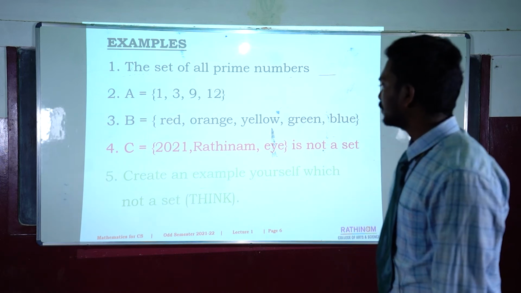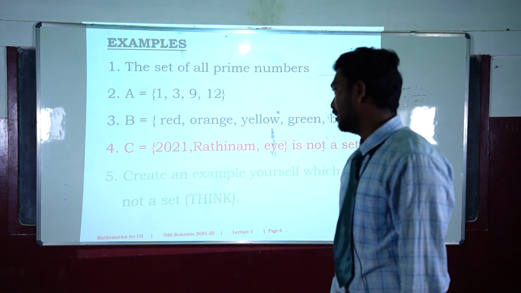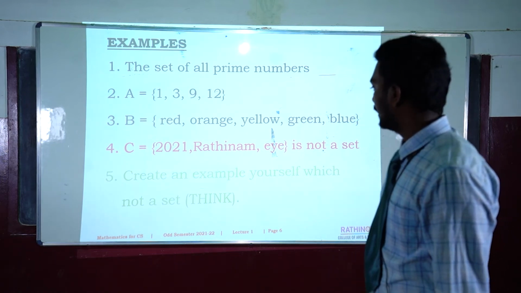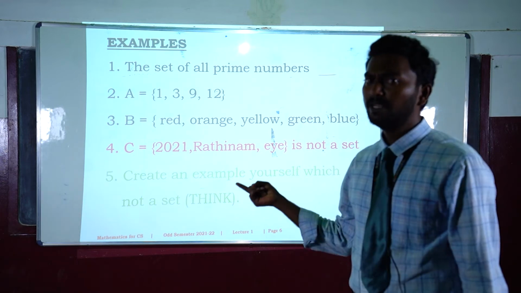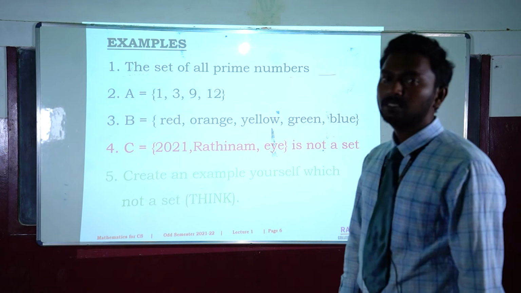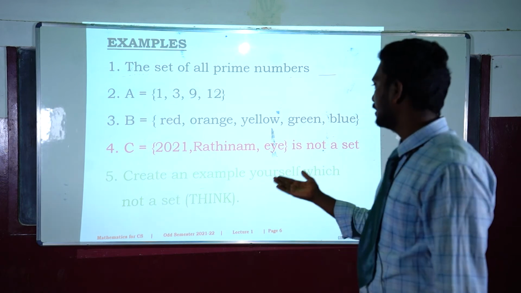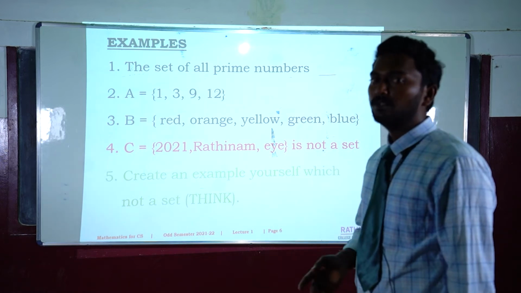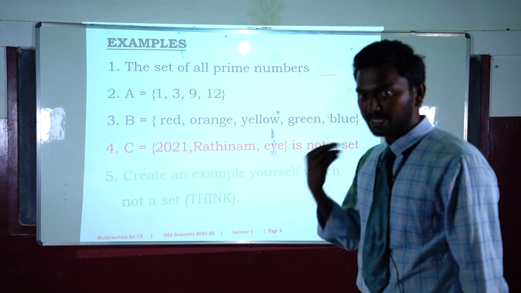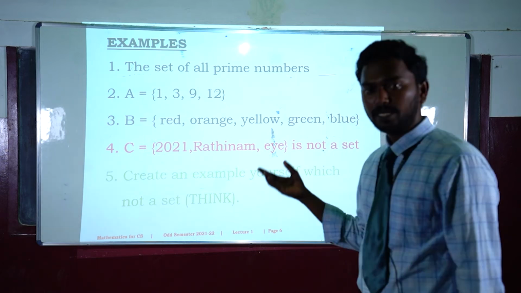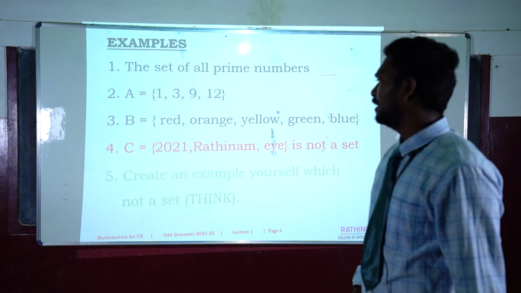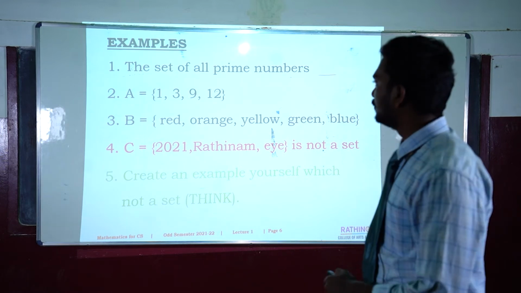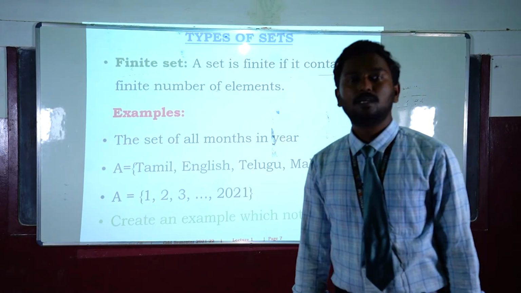Okay, next one, take an example, the C set. It is a very interesting one. C is equal to what? 2021, Ratnam and I. Is there any relation between these three elements? There is no relation between these elements. Okay, so it never forms a set. Before that we have seen how to make a set. This is an example of not a set. In a similar way you can create some other examples. Think yourself.